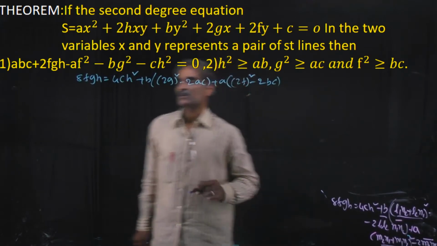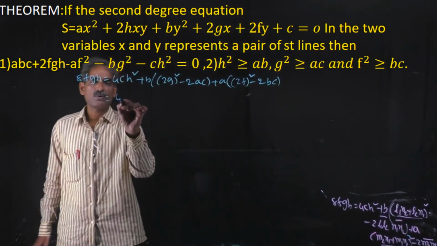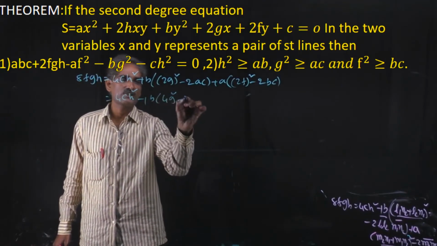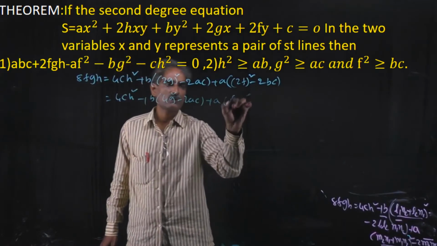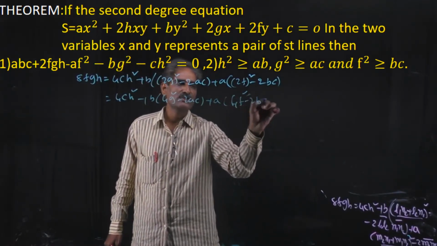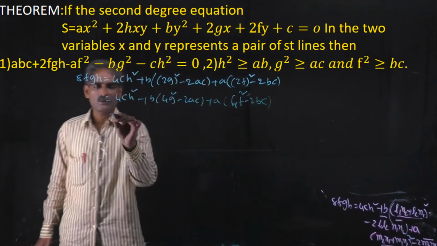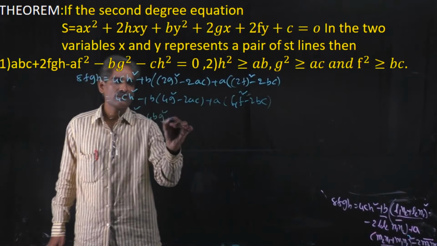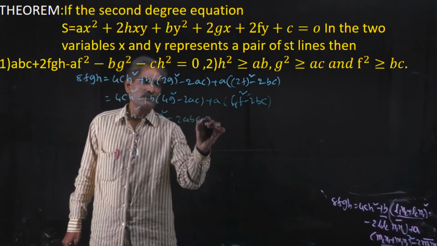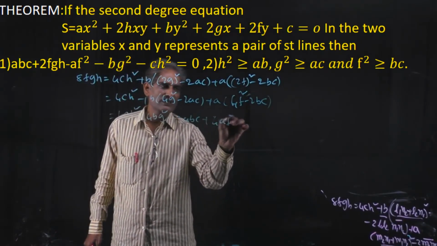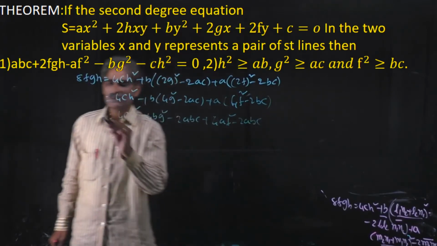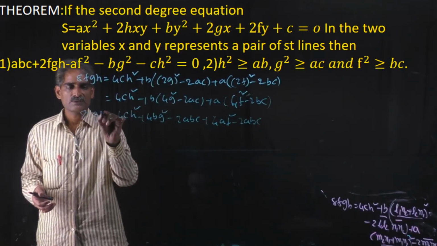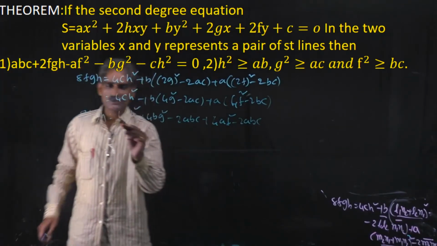Okay, so now 4CH square plus B into 4G square minus 2AC plus A into 4F square minus 2BC. Okay, now 4CH square plus 4BG square minus 2ABC plus 4AF square minus 2ABC, that is equal to 8FGH.